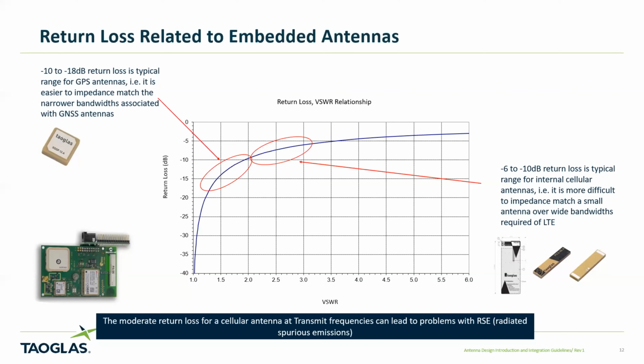And the problem is that, if you look at the little summary sentence there at the bottom of the slide, that moderate return loss for a cellular antenna could lead to radiated spurious emission problems when you get to certification testing. Quite often, if there's an RSE failure during certification testing, it can be traced back to a moderate to poor antenna return loss and reflecting power back into the PA.